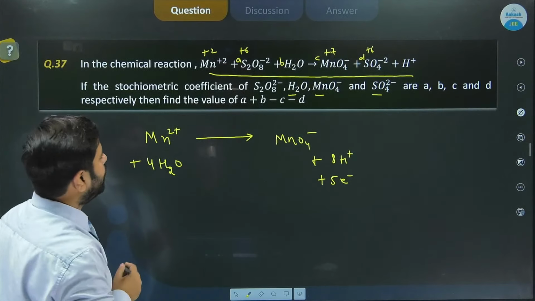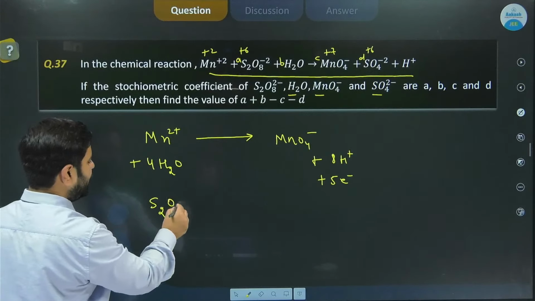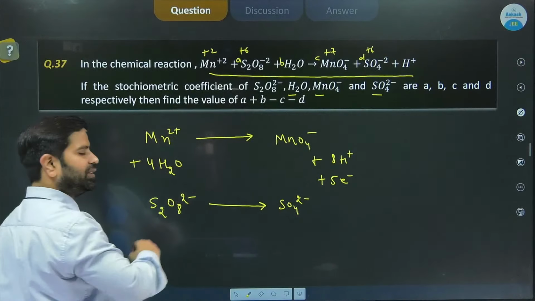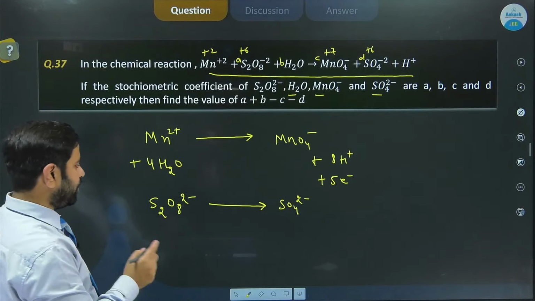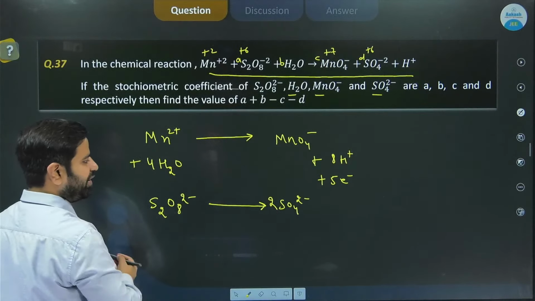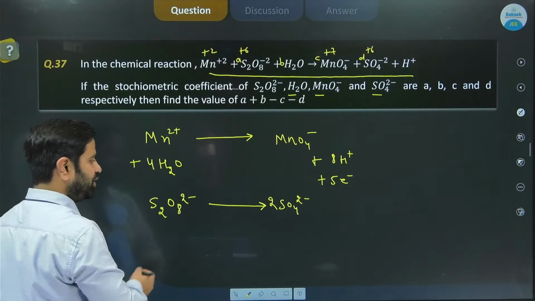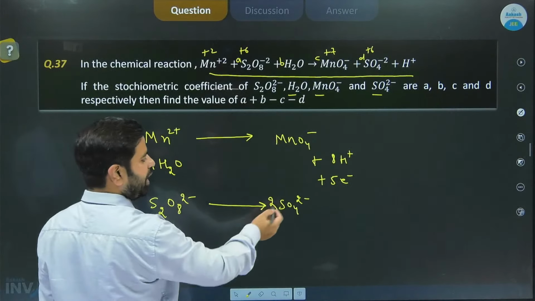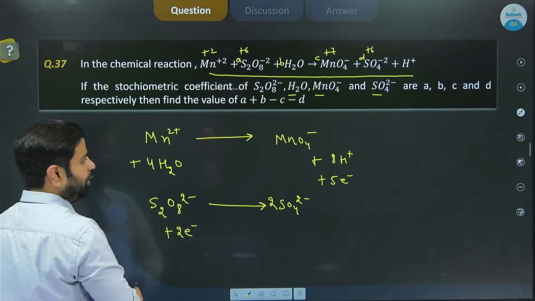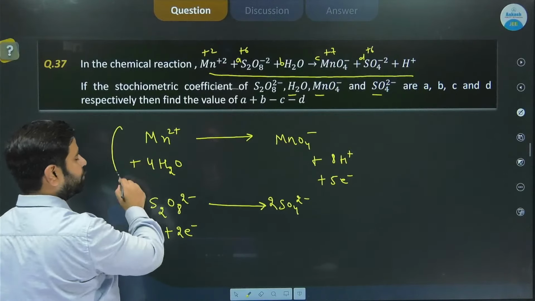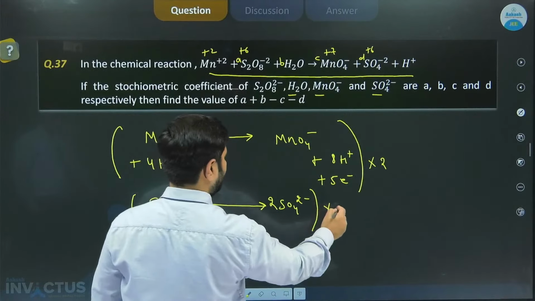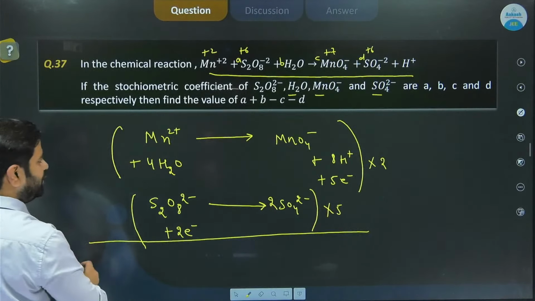Okay. Now, how can we balance the S2O8 2 negative and SO4 2 negative? First balance the other atoms. Leaving oxygen and hydrogen, 2 S, and now each and every atom is balanced. We can balance the charge here. Here the charge is -2, here the charge is -4. We can add the electrons to balance the charge. Now how can we add these two reactions? We will multiply this reaction by 2 and this reaction by 5, and finally add these two reactions.